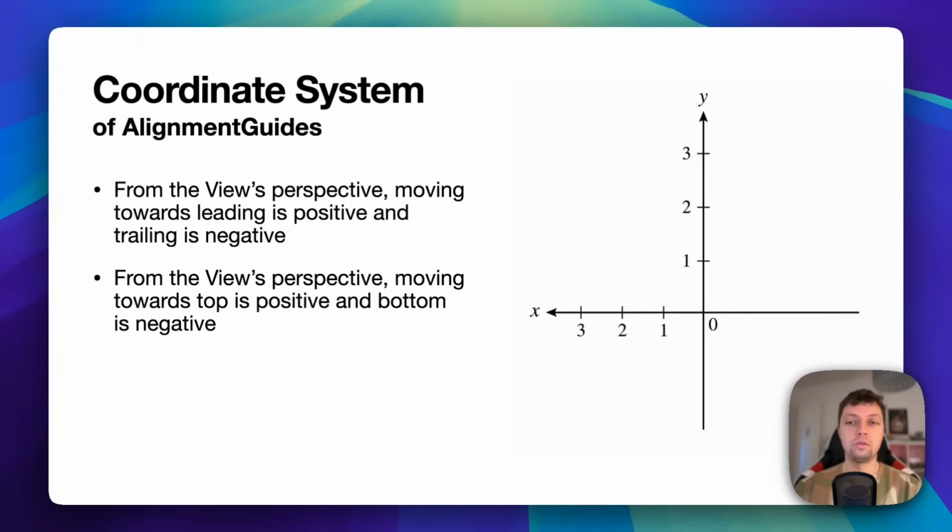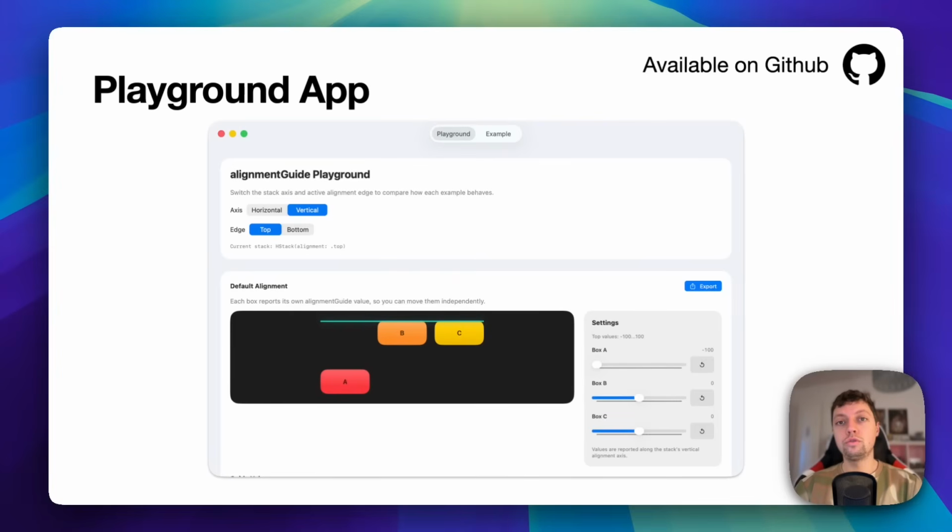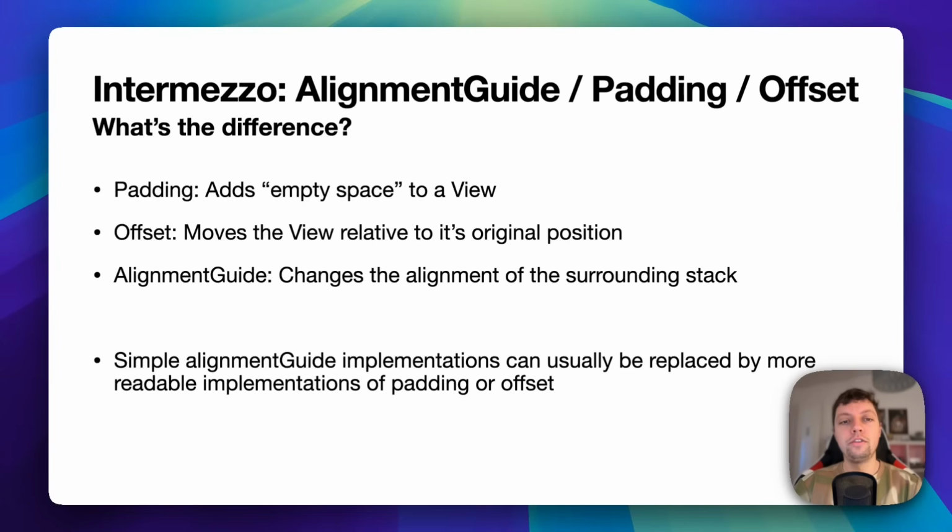It's positive towards the top and towards the left. If you want to explore alignment guides, I've made a free playground app. It's available on GitHub. The link is in the video description. You can play around with offsets and with some of the other stuff that we'll be covering later in this video. So a quick intermezzo.